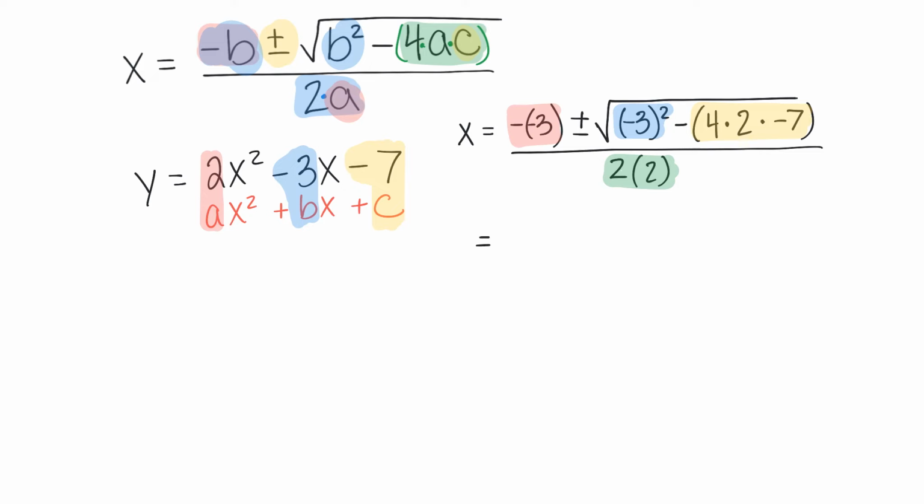So negative 3 is 3, plus and minus the square root. Negative 3 squared is 9. Minus 4 times 2 is 8. 8 times negative 7 is negative 54.